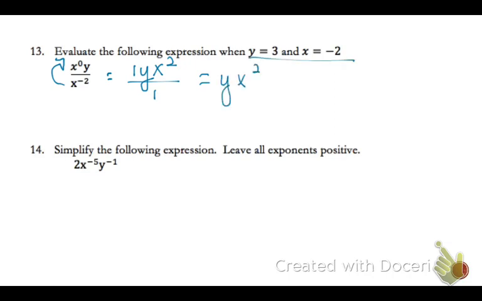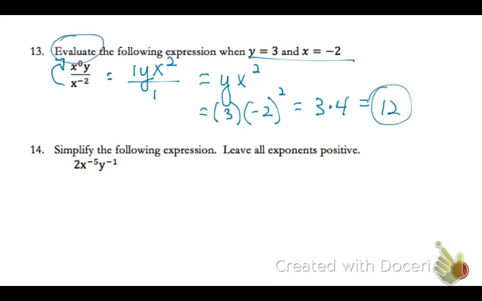Now let's plug in our values. So y is 3, x is negative 2 squared, so that's 3 times 4, or 12. So we evaluated, and that means we plug numbers in and actually find a number value.